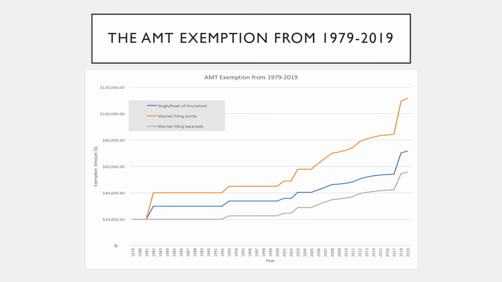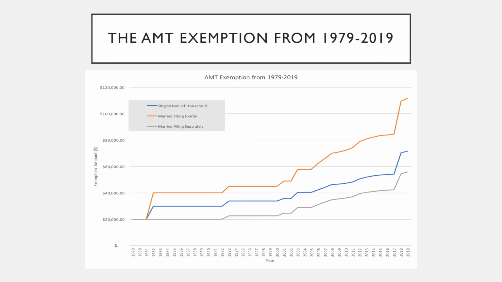So, the AMT exemption from 1979 to 2019. This graph illustrates the AMT exemption for taxpayers filing single and head of household, married filing jointly, and married filing separately from 1979 to 2019, and how the amounts have increased over time. The orange line represents taxpayers married filing jointly. The blue line represents taxpayers filing single and head of household, and the gray line represents taxpayers married filing separately.